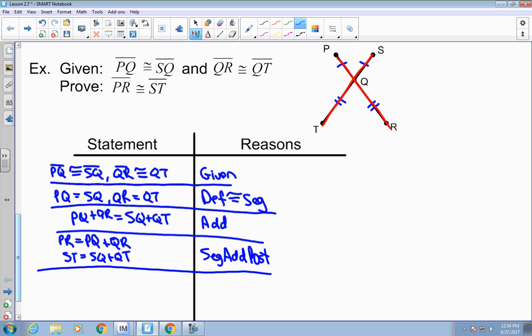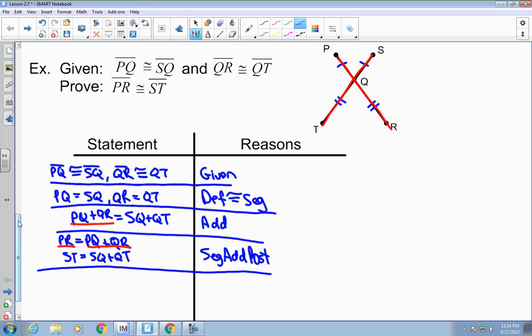Okay, so now what I'm going to do is look at the fact that PQ plus QR, see how I've got it here? PQ plus QR is equal to PR, isn't it? So could I replace this PQ plus QR with PR? Replace this part of the equation with what it's equal to, which is PR.